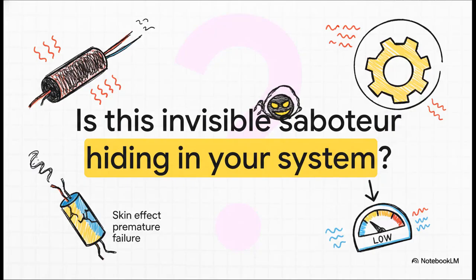And that brings us to the final crucial question. Now that you know what to look for, the unexplained heat, the premature failures, that nagging inefficiency, it's time to ask, is this invisible saboteur hiding in your system too?